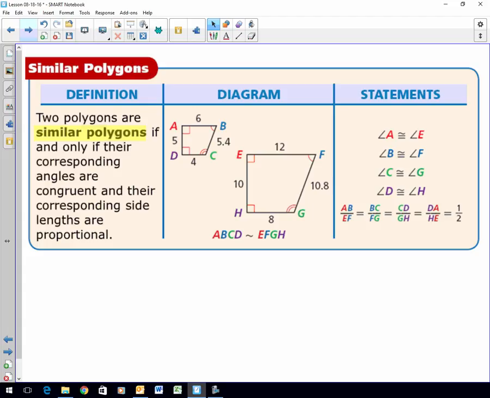So, if and only if corresponding angles are congruent and side lengths are proportional, do I have similar polygons? Say this word with me: proportion. Proportion. Proportion. Say it louder. Good word.